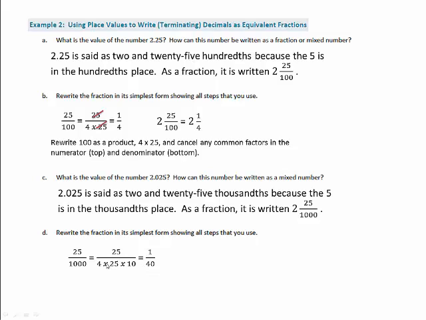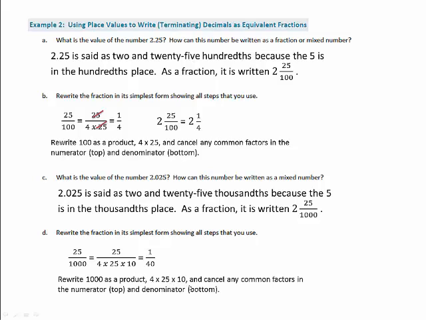Now I know there's other factors. There's 5s in here and 2s that I could factor out. But to get a common factor, one on the top and the bottom, I can stop at 25. If I've rewritten 1,000 as the product, 4 times 25 times 10, and I cancel out the 25s, top and bottom, then I get 1 over 40 as my answer. So 2 and 25 thousandths is the same as 2 and 1/40th. This tells me there's 40 groups of 25 in 1,000.